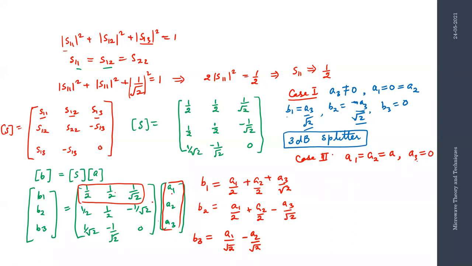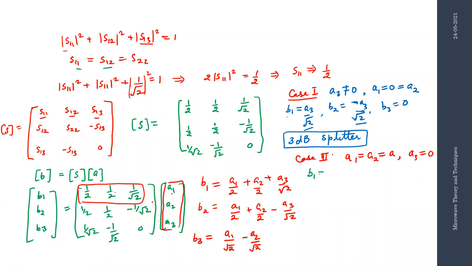If I am keeping A3 equal to 0, it means no input. We are not applying any input at port 3. We are applying input at port 1 and port 2, and they are the same, equal to A. So what will the output be at port 1, port 2, port 3?